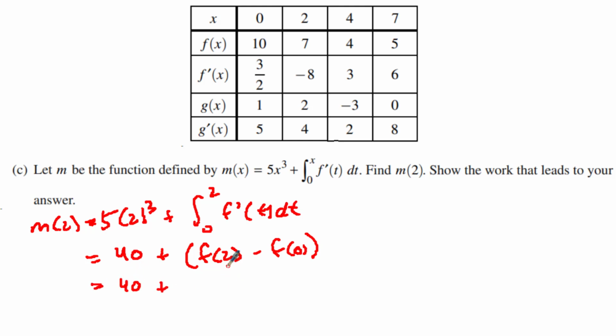So 40 plus f of 2. What's f of 2? Well, f of 2 is 7. Minus, what's f of 0? F of 0 is 10. So I have 40 plus 7 minus 10 ends up becoming 37, positive 37. And that is all my work that leads to the answer.